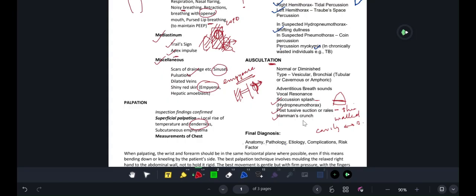Hammond's crunch, I've told you, anything producing a mediastinal emphysema is going to produce a clicking sound going synchronously with the heartbeats, and that is called a Hammond's crunch. So auscultation is also done.